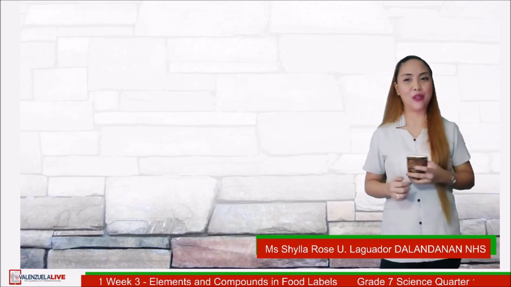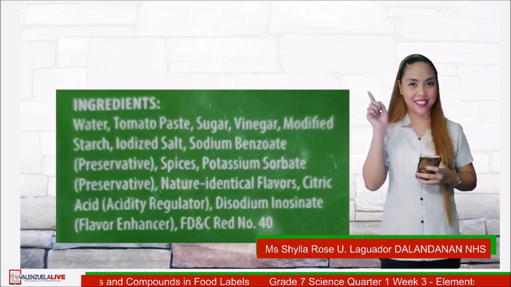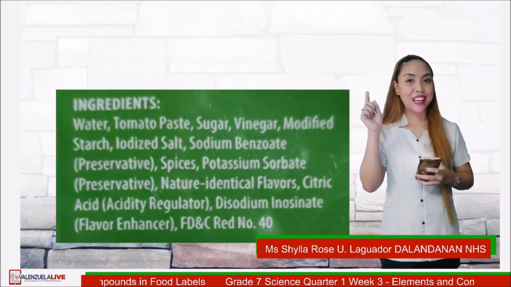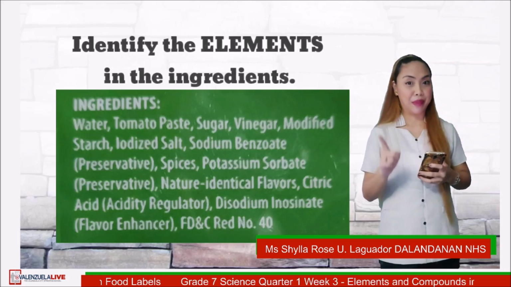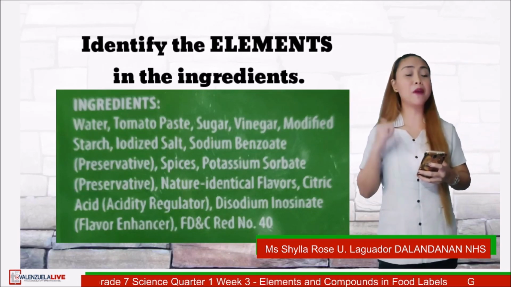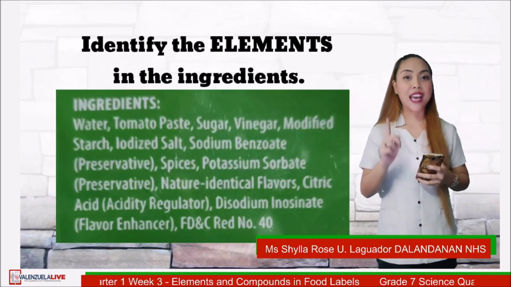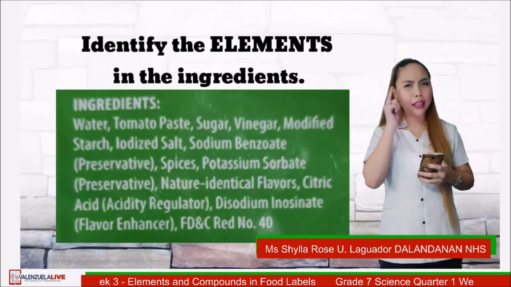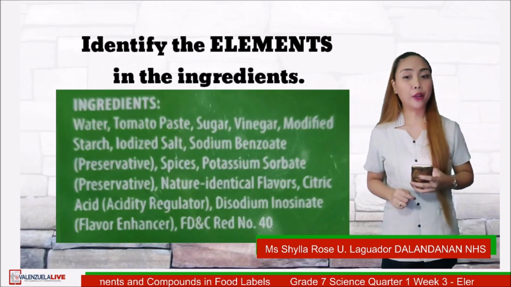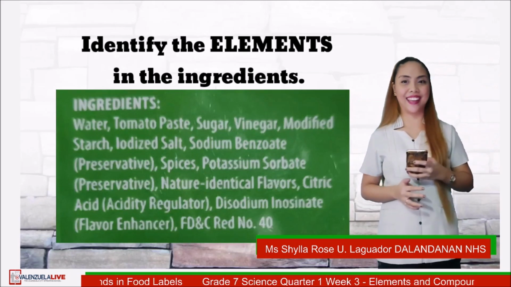Now, let's continue. This time, I want you to look at the ingredients. I want you to determine and identify the elements that are found in the food product as indicated in the ingredients. Let me repeat, find the elements. Kindly look closely and read thoroughly and tell me if there are elements in the ingredients.